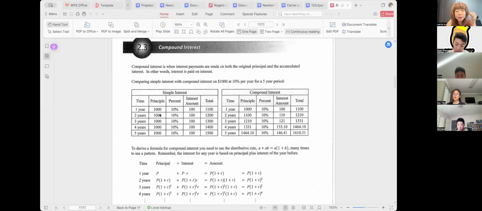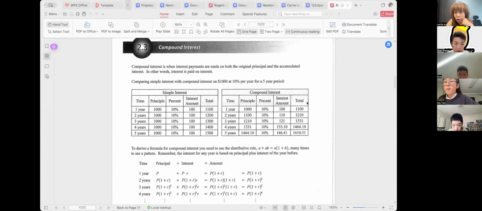Okay, so let's take a look at this one. The simple interest. In 1 year, you have the 1,000 principal. You earn 10% interest. The interest amount will be 100. The total will be 1,000 and 100. Understand? Okay, so next year, still 100, so 1,200. So at the end of the 5 years, you will accumulate 1,500, correct? Okay, so let's take a look at the compound interest.